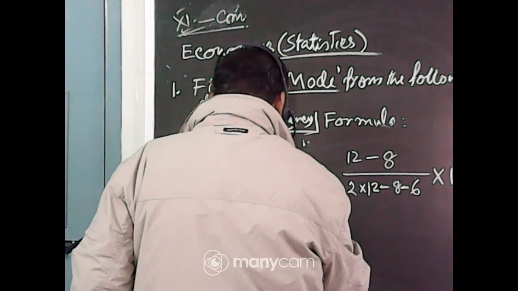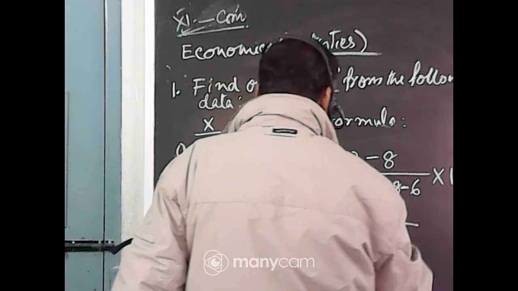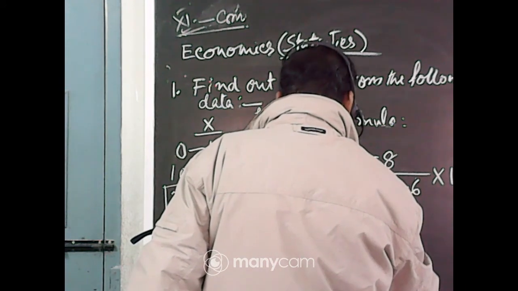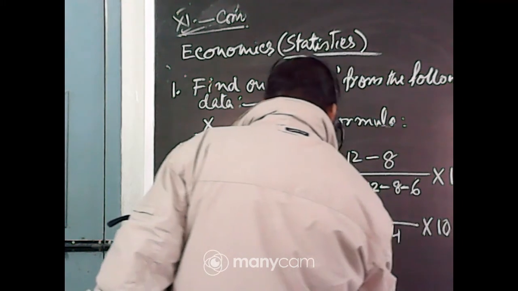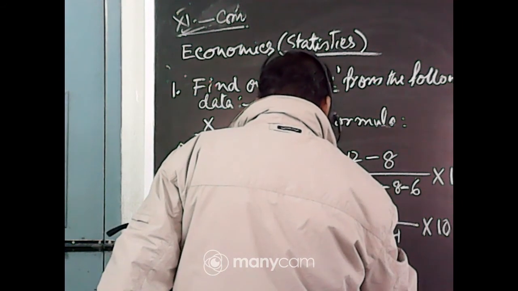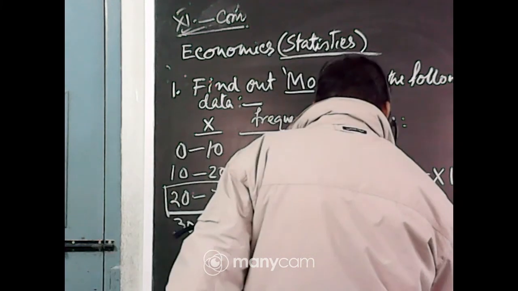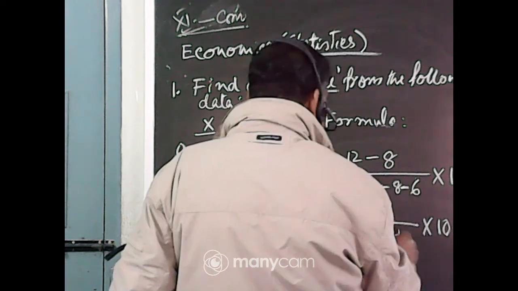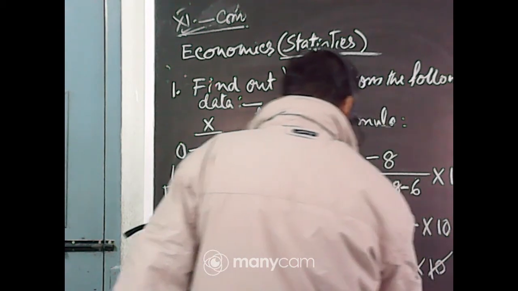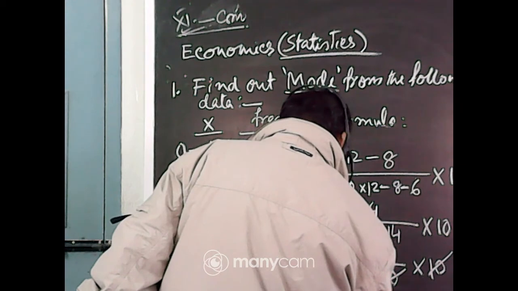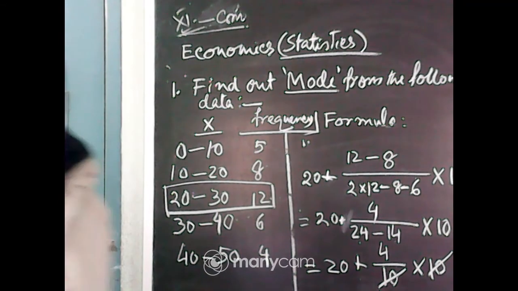Mode is equal to 20 plus 12 minus 8 is 4. This is 24 minus 14, into 10, is equal to 20 plus 4 by 10. 24 minus 14, that is 10, into 10. 4 by 10 into 10 is equal to 4, so 24 is the answer.